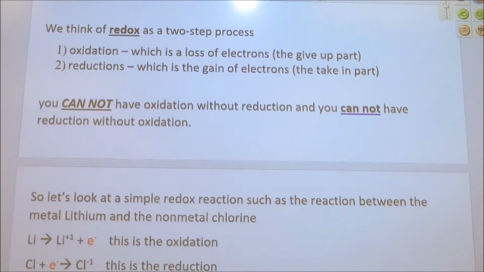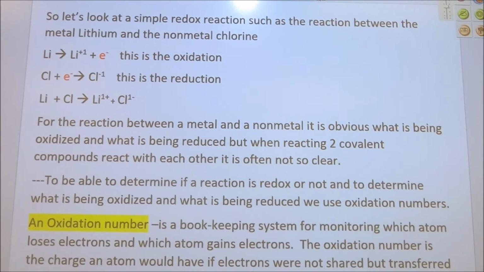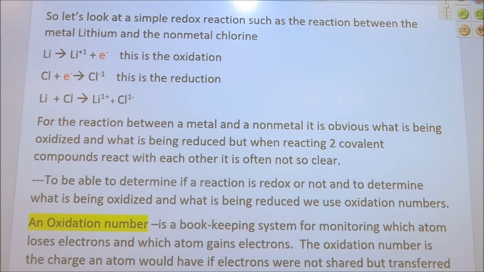So let's look at a really simple reaction: lithium plus chlorine going to lithium ion plus the chloride ion to make lithium chloride. So lithium goes to the lithium ion. It has to give up an electron. That's oxidation. Chlorine took in an electron to become the chloride ion. That's reduction. So when the lithium reacts with chlorine, it's a redox reaction, and the lithium undergoes oxidation and the chlorine undergoes reduction.